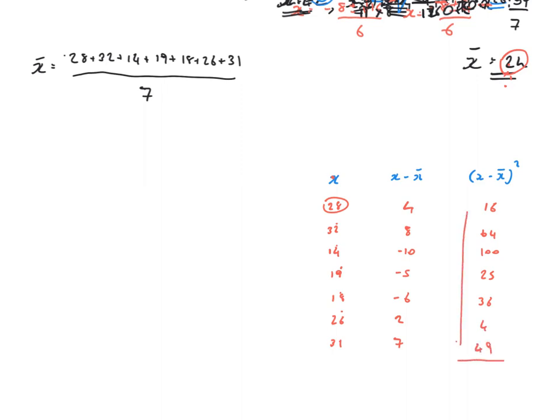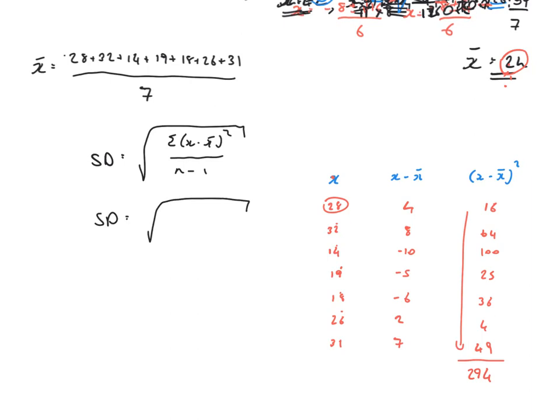Then add all of these together, and that will give me 294. Okay, so next move is to put down the standard deviation formula. Maybe you'll be given this in the exam. Okay, sigma x minus x bar all squared over the sample size, take away 1. Okay, so we've added all these up to get the total.